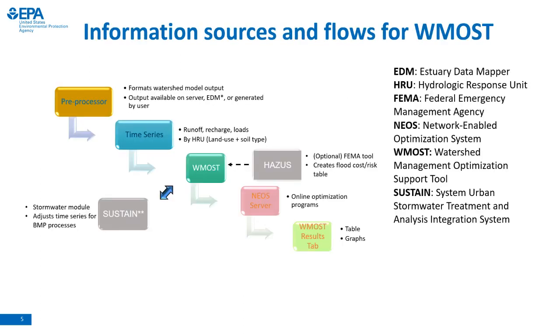This is another way of looking at that same information, starting out with the preprocessor to process outputs from common watershed models. This produces time series for runoff, recharge, and pollutant loads, which are imported into WMOST. WMOST is interacting with SUSTAIN or SWMM behind the scenes. We can also take the inputs from the hazards tool for the flooding damage table. The outputs from WMOST are uploaded to the NEOS server with online optimization programs, and then the results from NEOS are imported back into WMOST and displayed in the forms of tables and graphs.